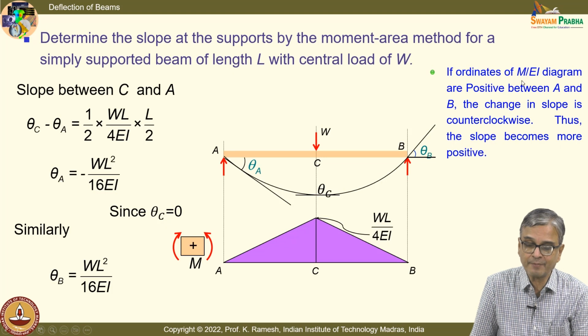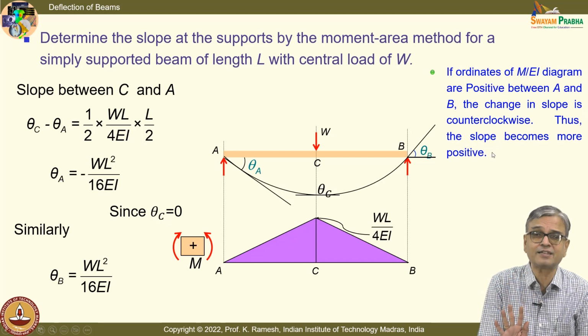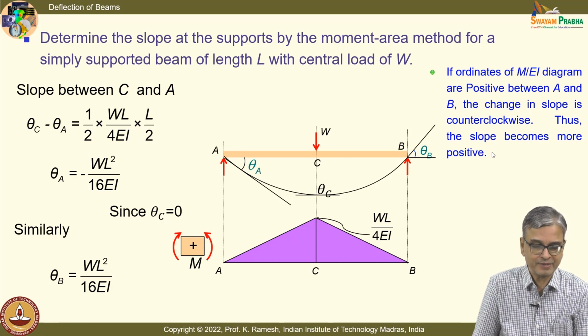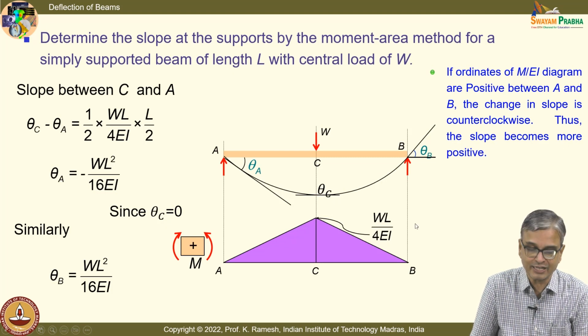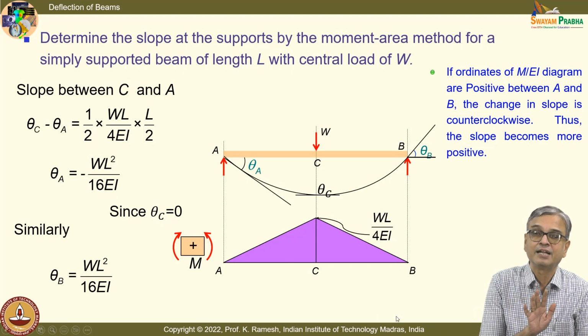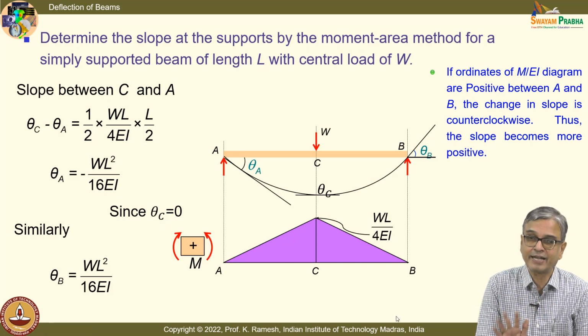If ordinates of the M by EI diagram are positive between A and B, the change in slope is counterclockwise. Thus, the slope becomes more positive. That is all the theorem says, which I can give an interpretation here. See, I have a slope as negative. This negative slope has become positive here, and this positive slope has become more positive here. That is how you interpret the sign of this M by EI diagram. But it is very difficult to handle this way.